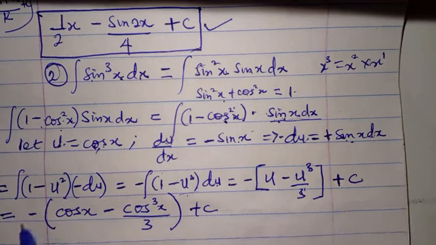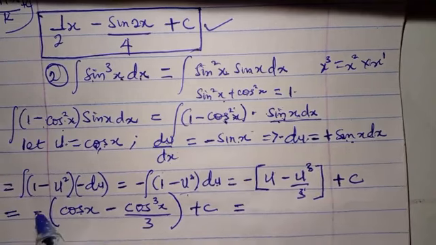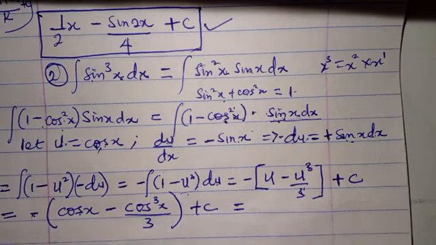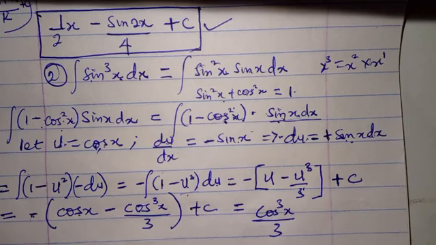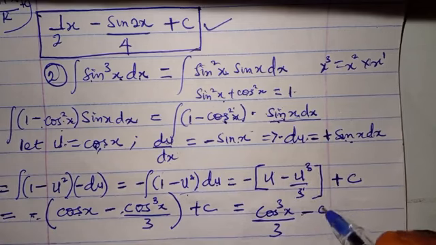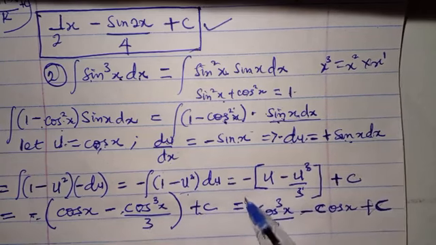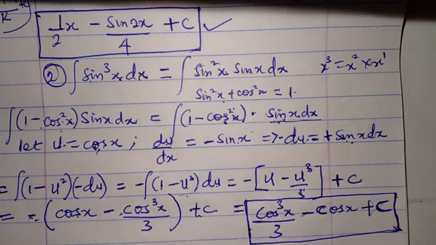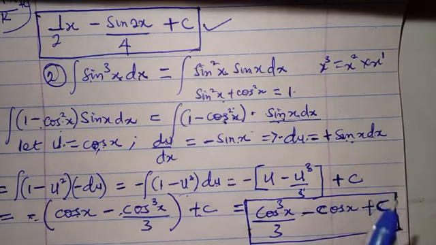open the bracket with the minus 1 outside, minus times cos s, that's minus cos s, minus times minus cos cube s over 3, that will be plus cos cube s over 3. So if I write the cos cube s all over 3 first, because it is positive, and this minus cos s second, that will be minus cos s plus the constant of integration. This is the integral of sine cube s dx.